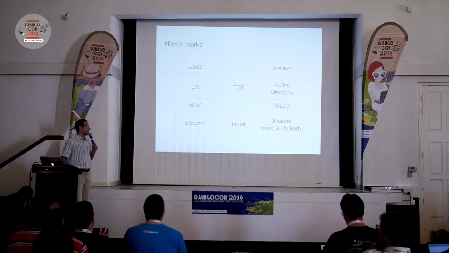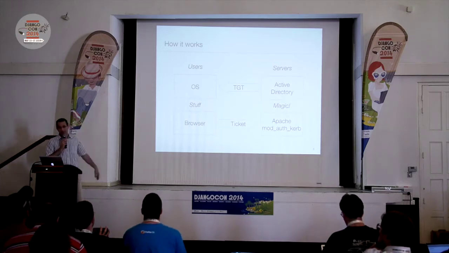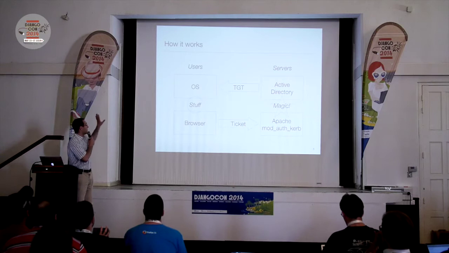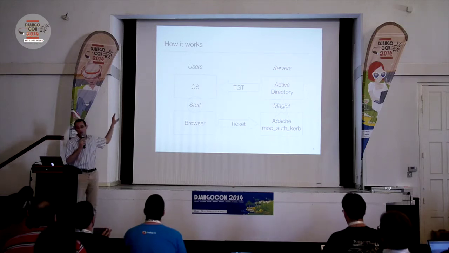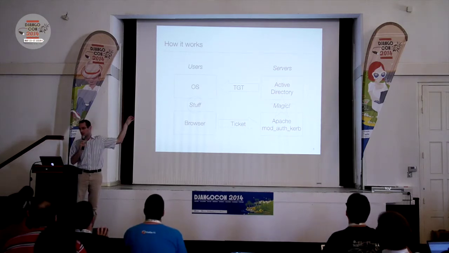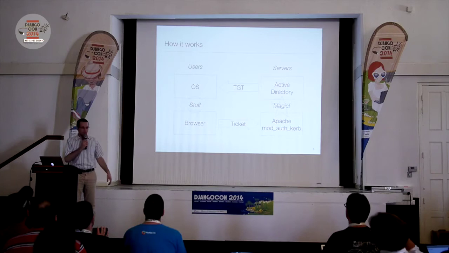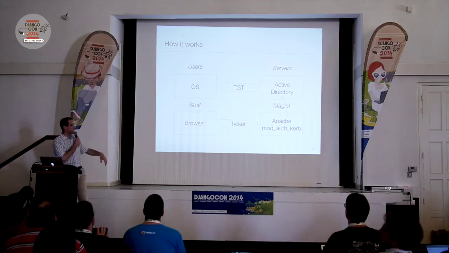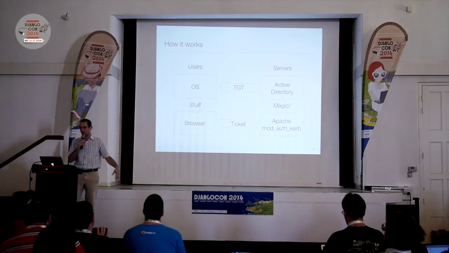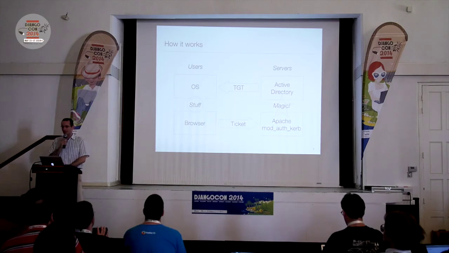The overarching picture, as simple as I can make it in a lightning talk, is: your operating system requests a ticket granting ticket from Active Directory, which is the easiest way to do it, and most corporate environments have it. And then stuff happens and your browser sends a ticket to Apache and magic happens and it works, basically.